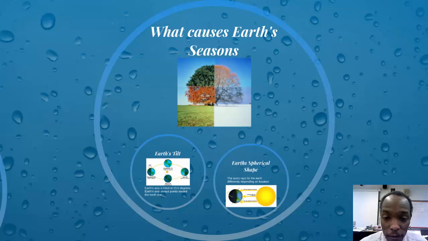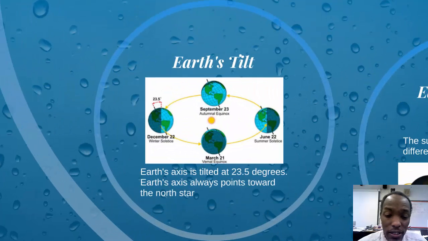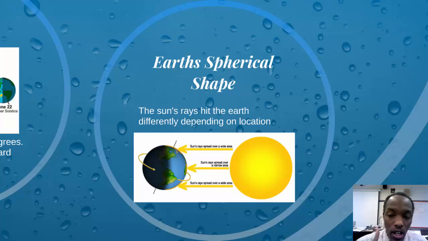So what causes the seasons? There are two factors. One is the Earth's tilt. The Earth is tilted at 23.5 degrees. The Earth's axis always points toward the North Star. So there are times when the Earth is tilted toward the sun, and there are times when the Earth is tilted away from the sun. And that tilt lets you know who's in what season. And also the Earth's spherical shape.